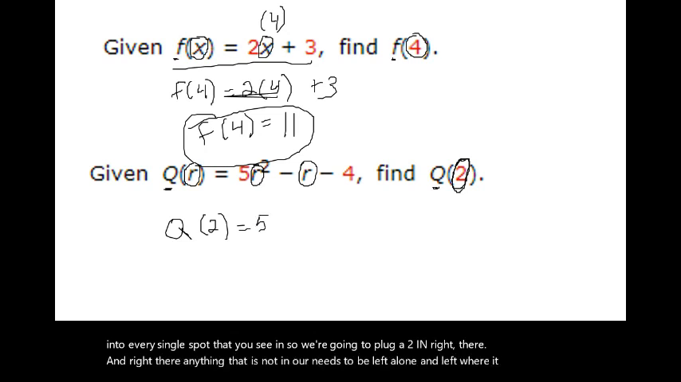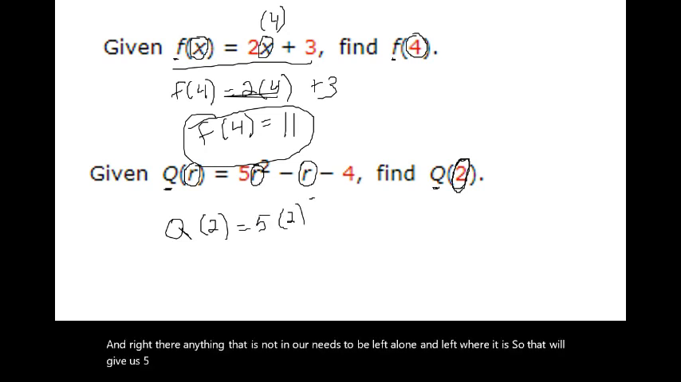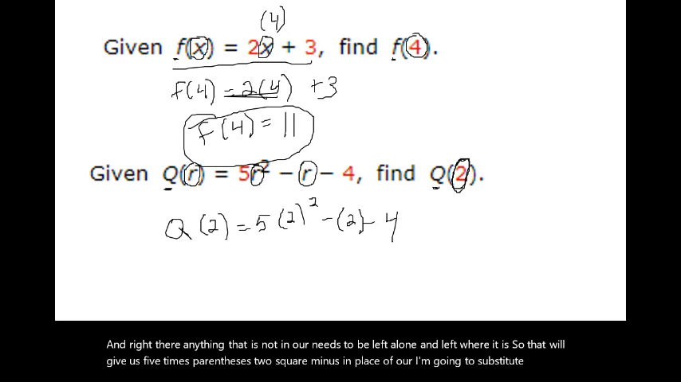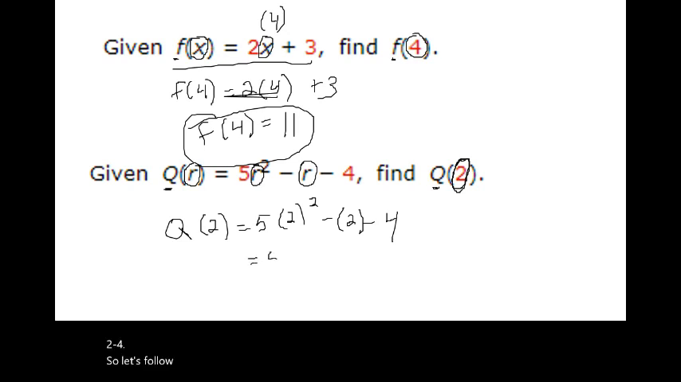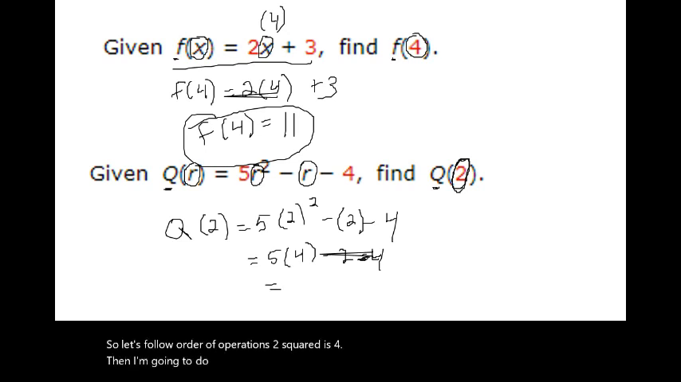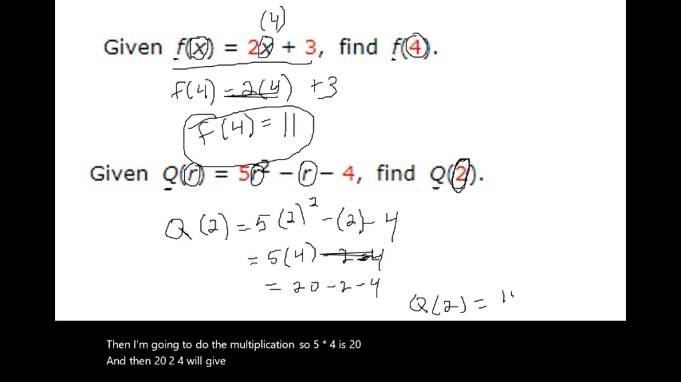That will give us 5 times parentheses 2 squared minus, in place of r, I'm going to substitute another 2, minus 4. Let's follow order of operations. 2 squared is 4. Then I'm going to do the multiplication. 5 times 4 is 20. And then 20 minus 2 minus 4 will give you q of 2 equals 14.